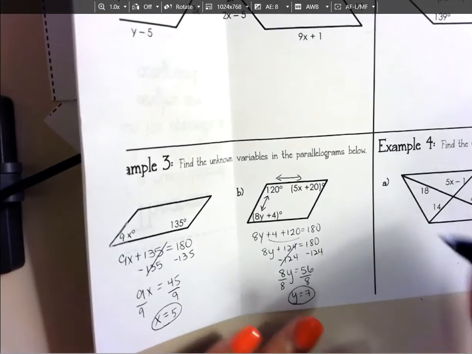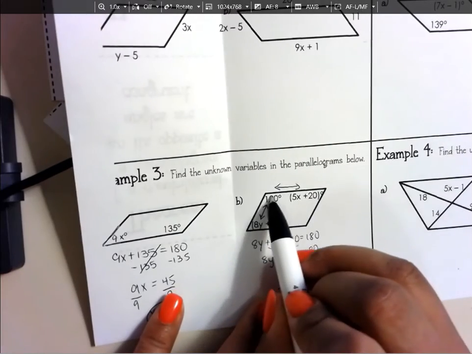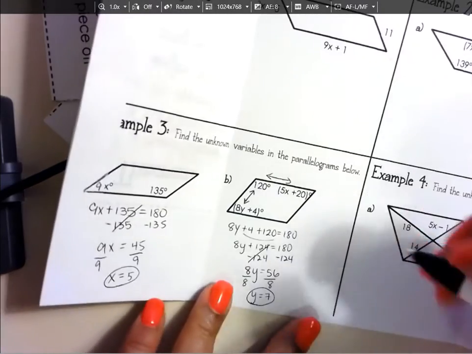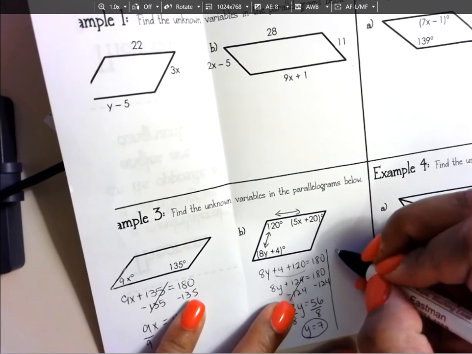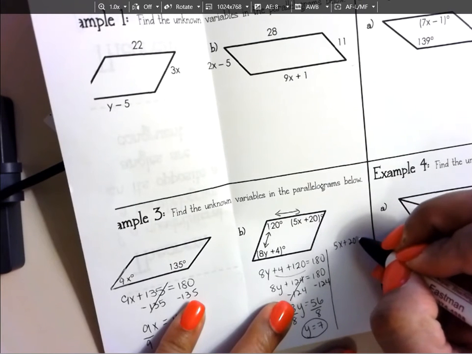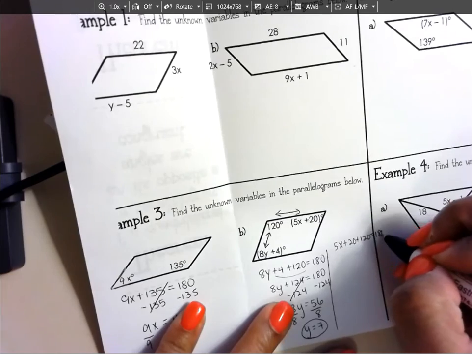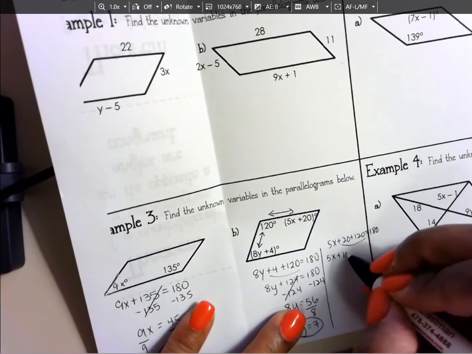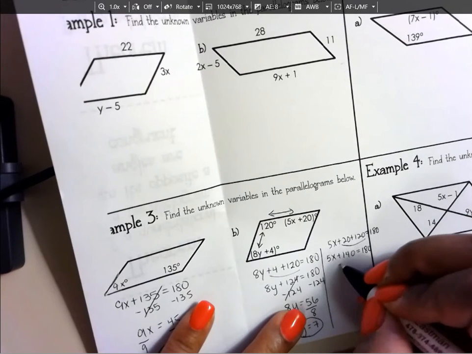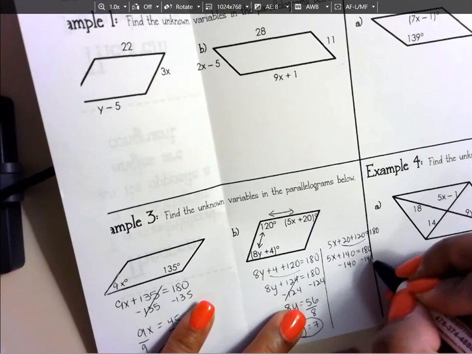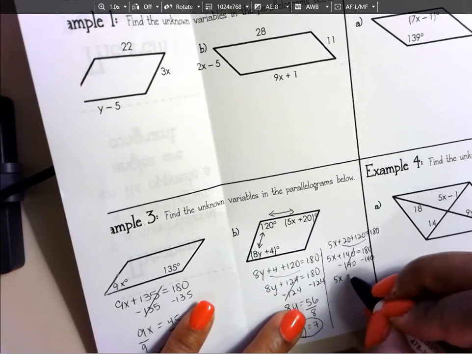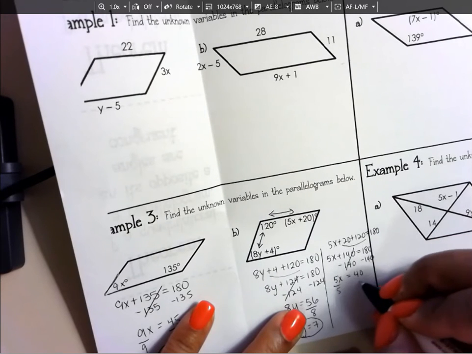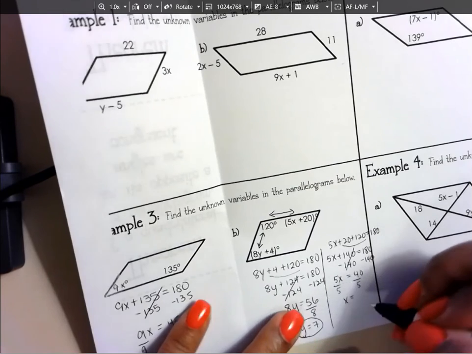Okay. Now we're going to use the other two consecutive angles. 120 and the 5x plus 20. They're consecutive. 5x plus 20 plus 120 equals 180. I'm going to combine those two. So that's 5x plus 140 equals 180. Subtracting 140, we have that 5x equals 180 minus 140, which is just 40. Dividing both sides by 5, x equals 8.